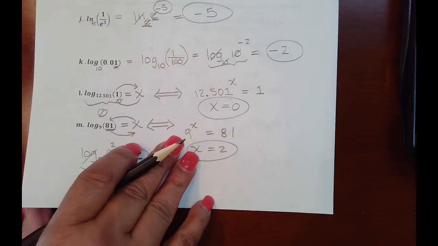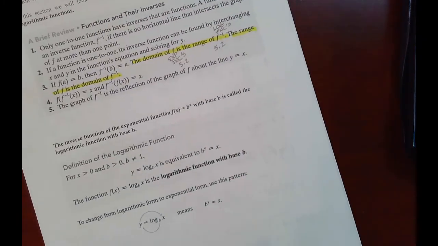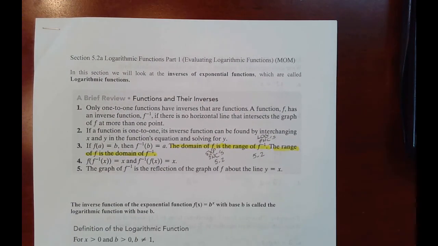Okay, that completes the examples from section 5.2a, where we were evaluating logarithmic functions, learning how to go back and forth between logarithmic form and exponential form.